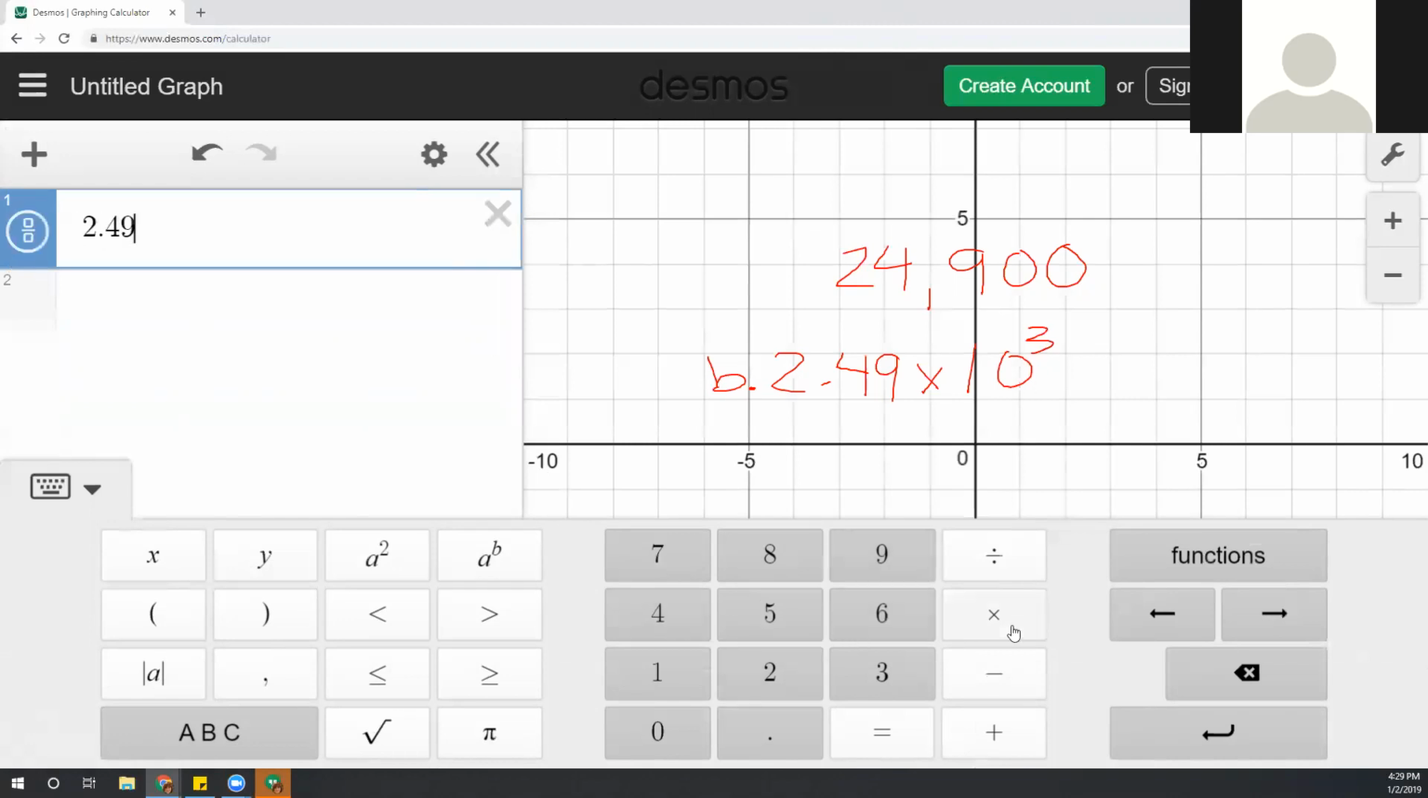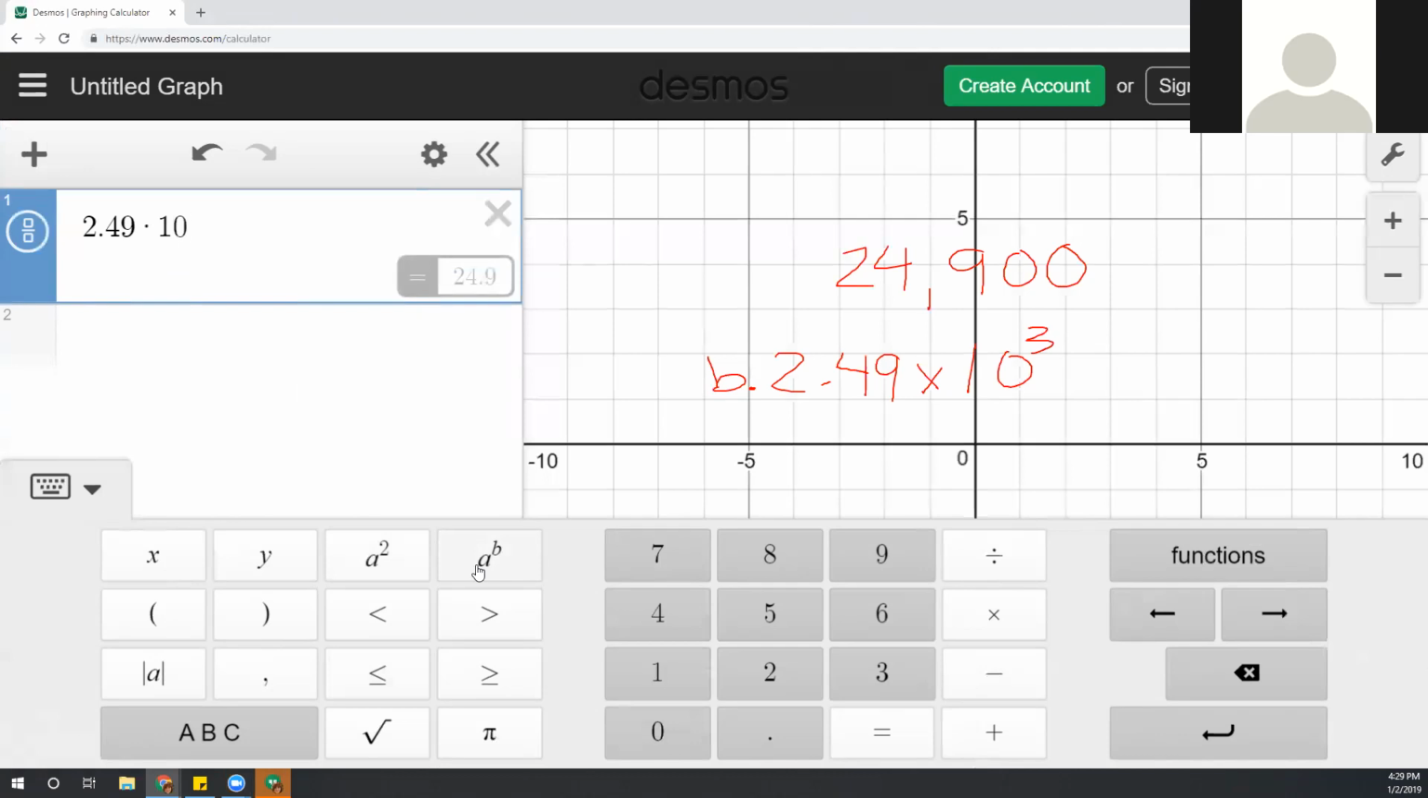So 2.49, we hit the times button, and even though here it's an X, it's going to show us the dot, 10, and this time we don't have an A3 button. We do have an AB button. So squared comes up a lot. They gave it its own special button. Anything higher than 2 doesn't come up as often. So they said, well, this button can be used for any exponent.